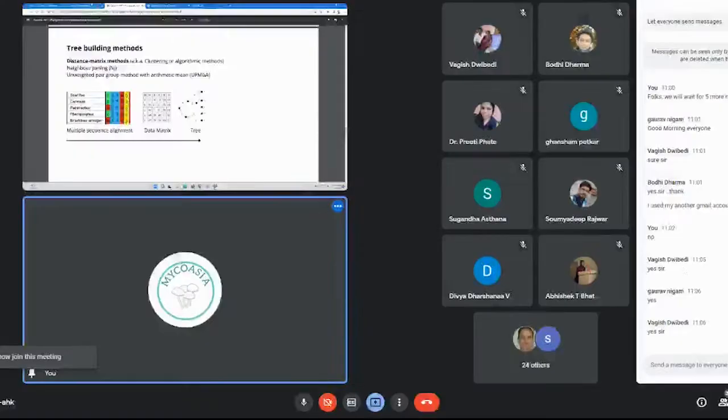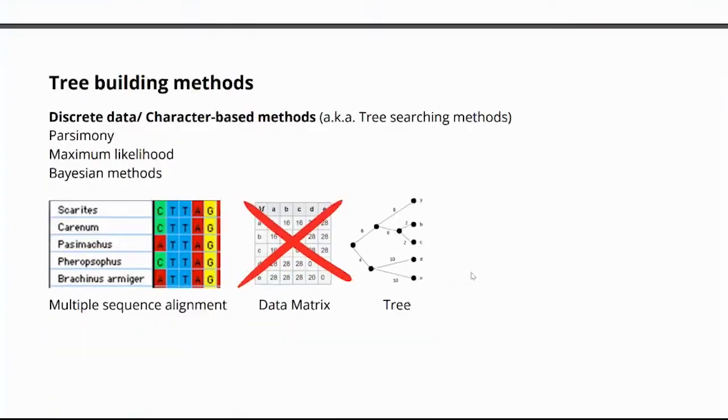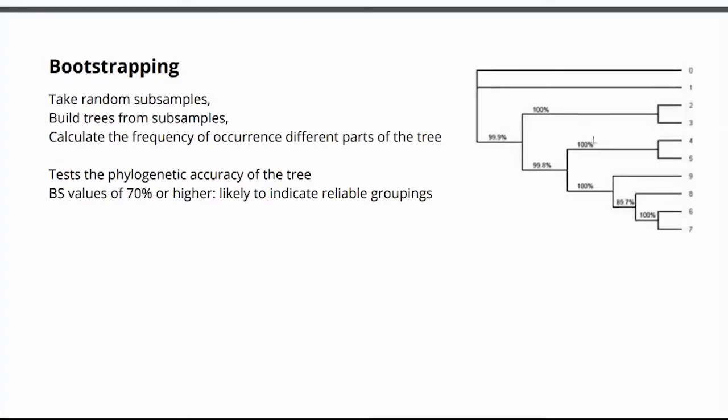But in case of discrete data, which includes parsimony, maximum likelihood, Bayesian methods, the multiple sequence alignment is not converted into a data matrix. Instead, it is directly used. This multiple sequence alignment file is directly used to construct the tree. So this data matrix step is not there in discrete data. Once you get the phylogenetic tree, you need to find out the statistical support for the branching patterns. That is done using bootstrapping.